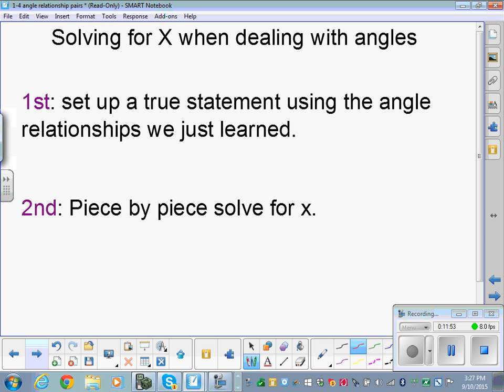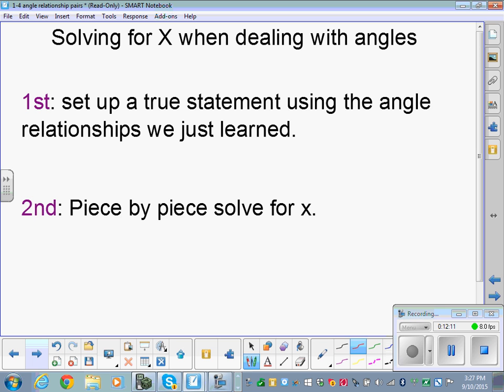Okay, now we're going to be applying that knowledge further into more advanced problems. We're going to be solving for x, and we're going to be dealing with angles, using these angle relationships that we just learned and understand. We're going to be solving for a variable. So we're going to be having a bunch of unknowns in a problem, and we have to solve for x.